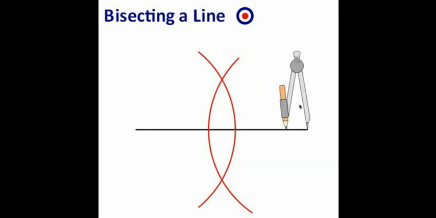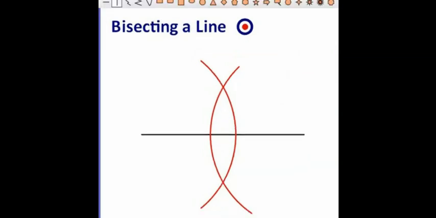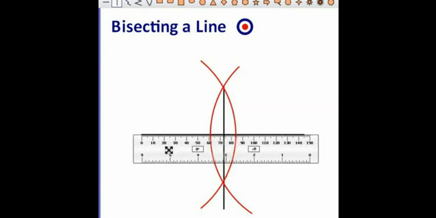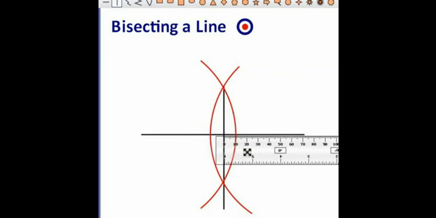I'm now going to close my compass and put it to the side. To bisect the line, I'm going to draw a vertical line from the first intersection down to the second intersection. By doing that, you've bisected the line into exactly 2 halves. We can check that by getting our ruler and measuring it. This side is 72 millimetres. If I move the ruler to the right-hand side, our second piece is also 72 millimetres. So both lengths are the same, so we know we've bisected it.